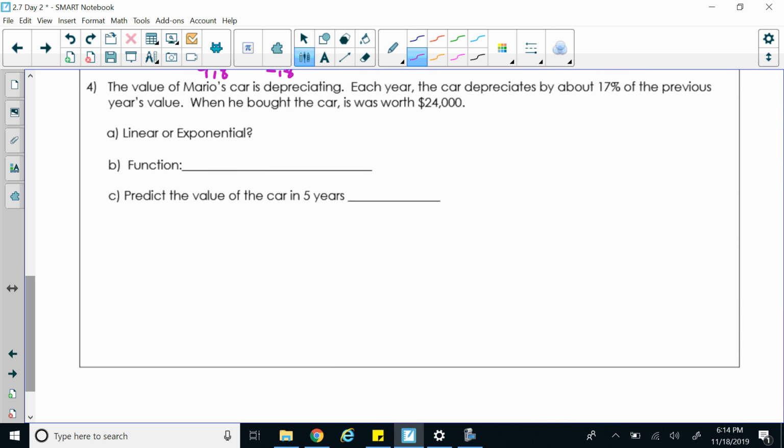All right. Now, let's do this one together because this one's a little fun. It has a 17%. Now, if you think you can do it, pause the video, see if you can do it without me doing it with you. All right? So here we go. The value of money of this car is depreciating. Each year, the car depreciates about 17%.